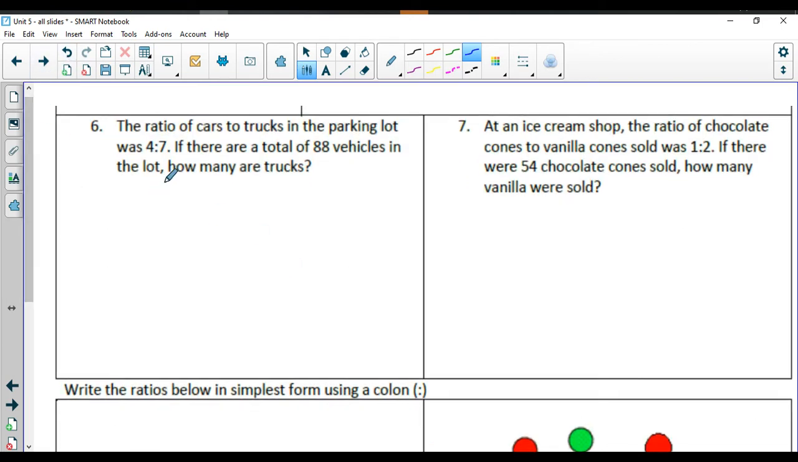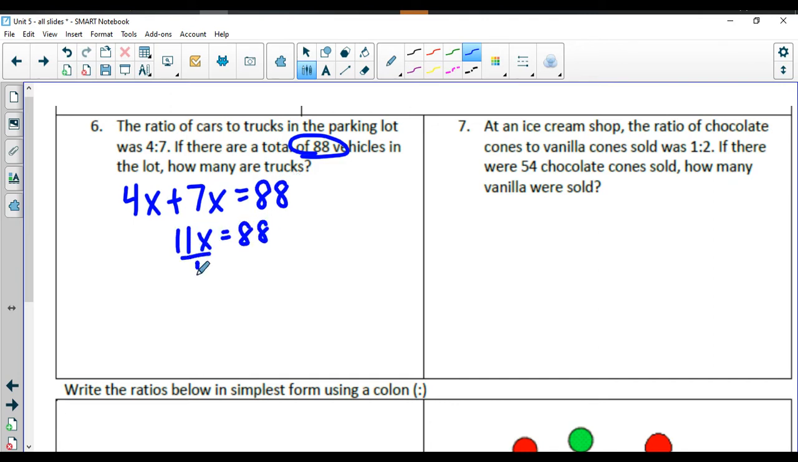For question number 6, the ratio of cars to trucks in the parking lot was 4 to 7. There's a total of 88 vehicles in the lot. How many of them are trucks? This is your total. So we don't know how many times we're going to have to do this ratio, so we need to figure that out first. So we get 11x equals 88. Dividing through by 11, we get x equals 8.